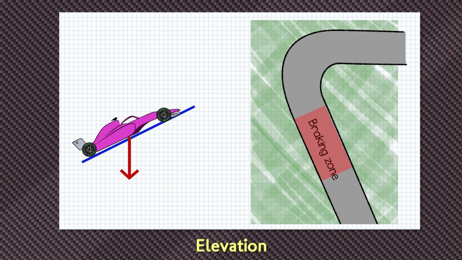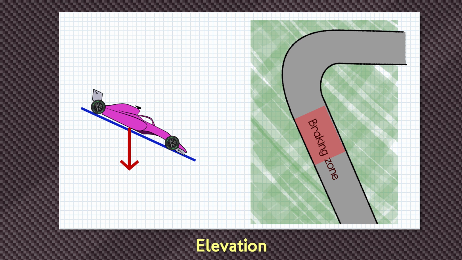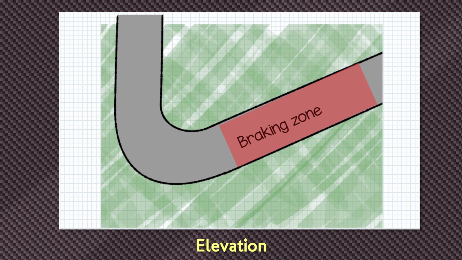And let's not forget changes in elevation, i.e. the track going up and down. An uphill entrance to a turn will shorten the braking zone, meaning you can brake even later than normal, whereas a downhill approach will force you to brake surprisingly early, as the slope encourages the car to continue forwards. Longer braking zones make for better racing, as it's easier to make mistakes, and there's a greater margin for a chasing car to brake slightly later and nip past.